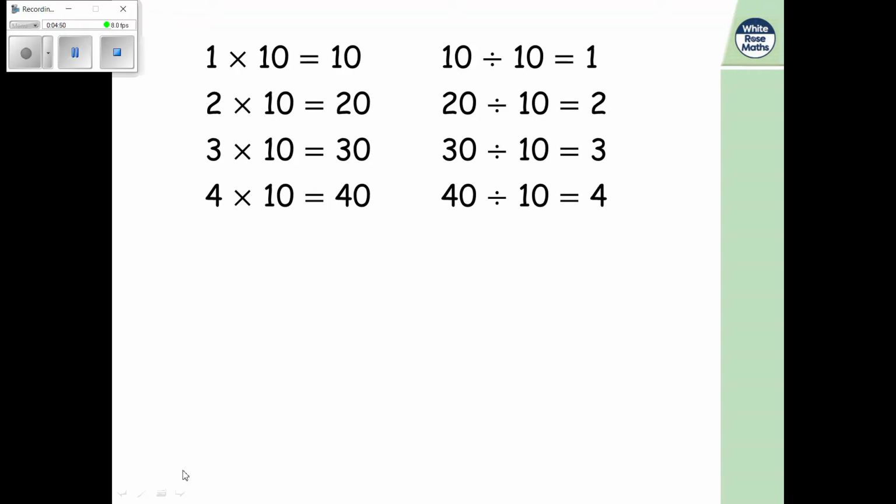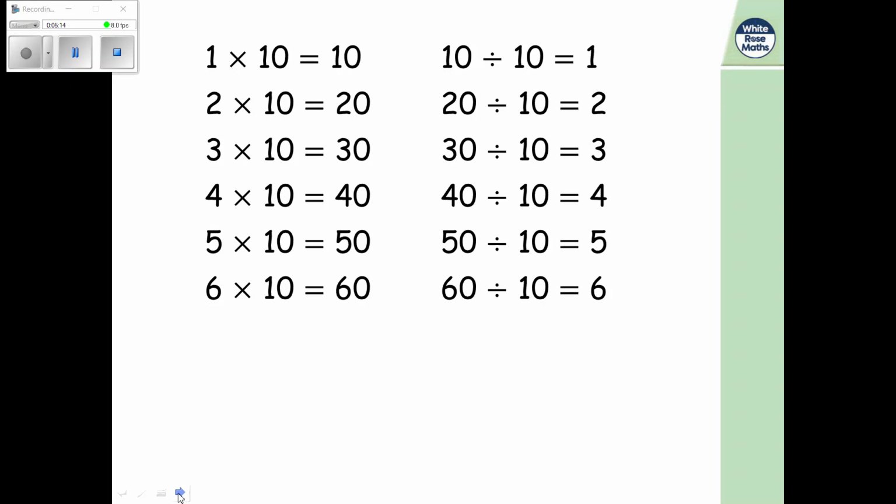Right, so the next one we know has got to be 5 times 10 equals, if you're not sure, put 5 fingers up, counting in the tens, and that would have been 50. Then we know that 50 divided by 10 equals 5. There's also a pattern going on here. 1, 2, 3, 4, 5, 10, 20, 30, 40, 50. And there's lots more patterns if you see as well.